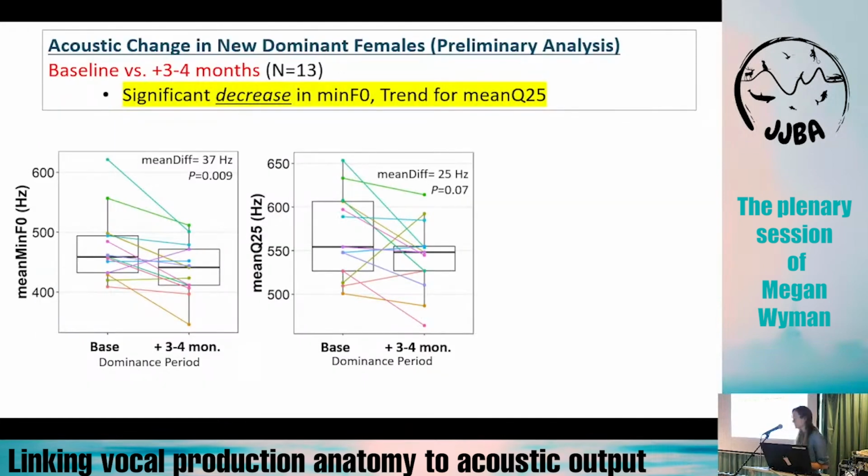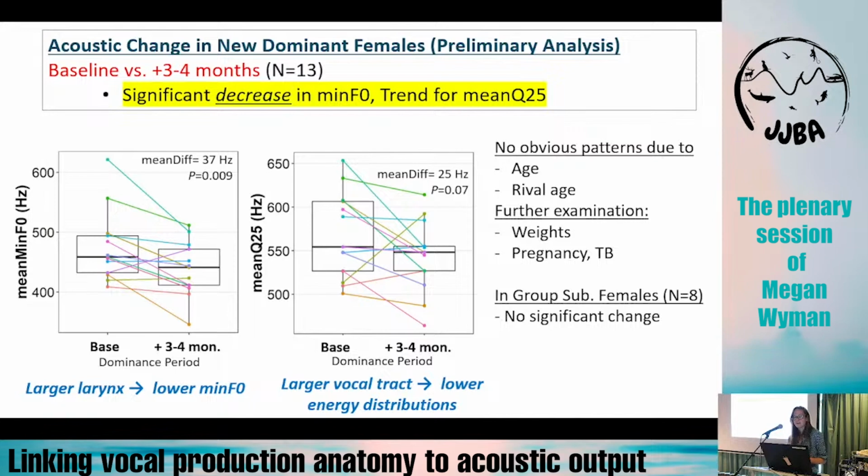So, preliminary analysis here, looking at baseline. First, here's baseline, when they become dominant, and then 3 to 4 months after. They're tracked within the same individuals. We can see that minimum fundamental frequency decreases within this period, a significant decrease. And then there's a trend for mean Q25, which is a measure of spectral energy. It's not a formant measure, but it can approximate measures of that type, spectral density.